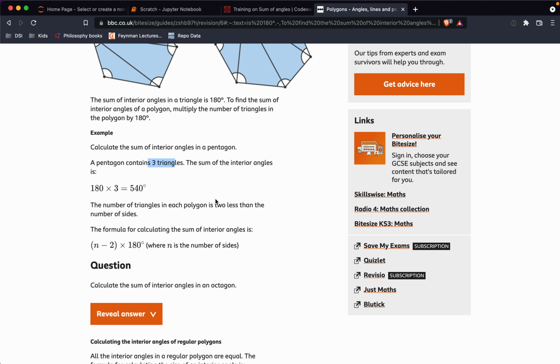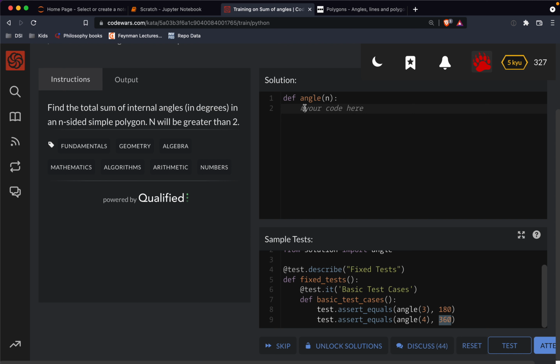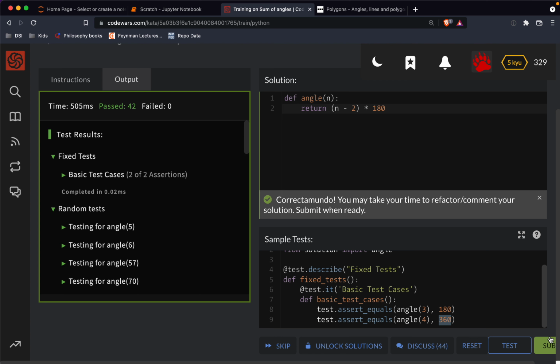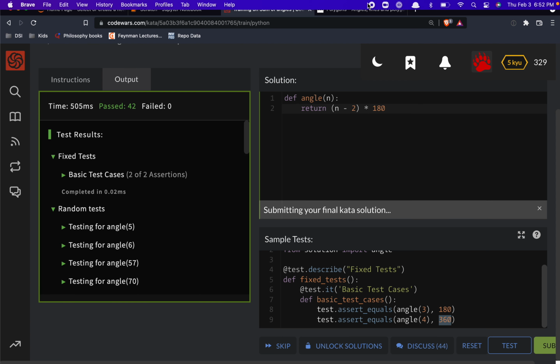Okay, so n minus 2 times 180 gets you the answer here. So let's just return n minus 2 times 180. And so let's test that out. Looking good on the test cases. Let's submit it. Looking good there. Full submission, and nice and quick and easy.